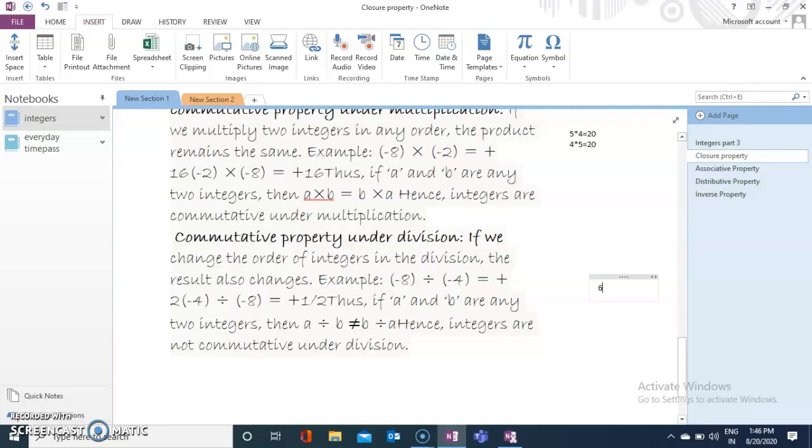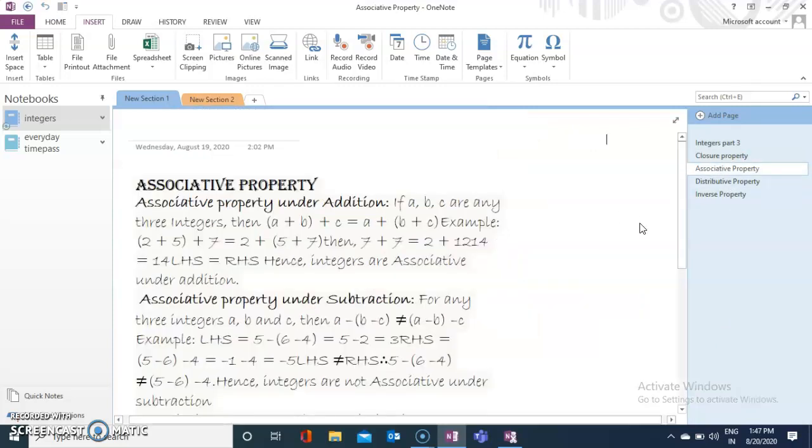6 divided by 2 is equal to how much? 3. Okay. Now 2 divided by 6 is equal to how much? 0.333. Okay. So that's why integers are not commutative under division. Now we will learn about the associative property under addition.